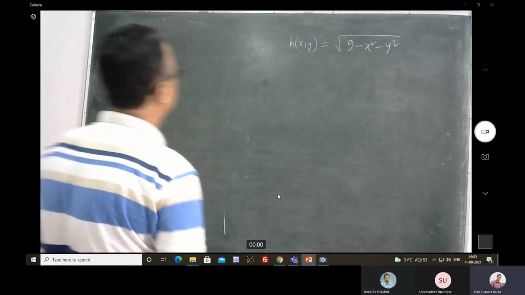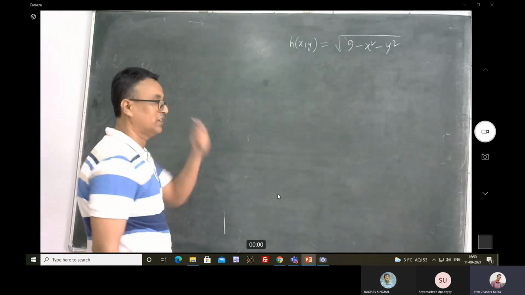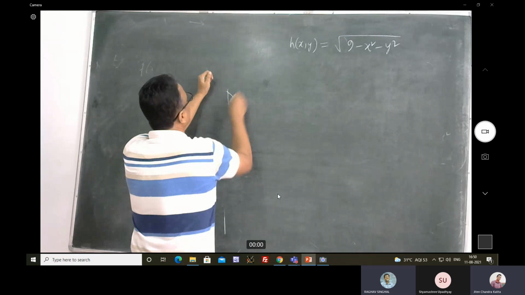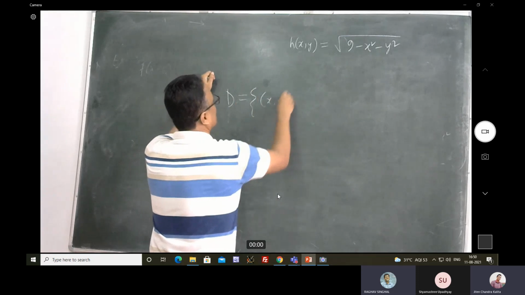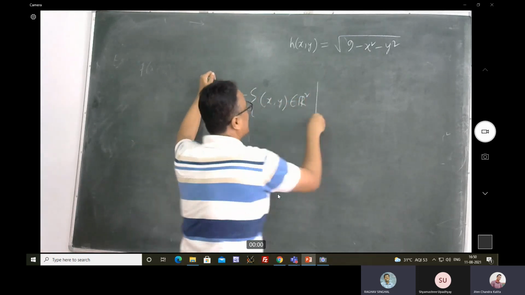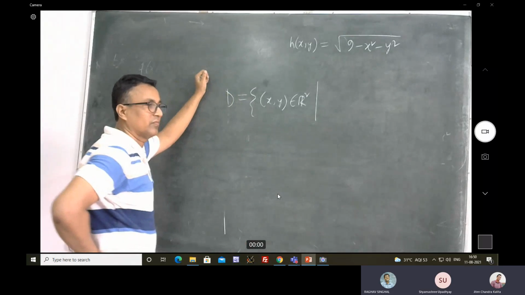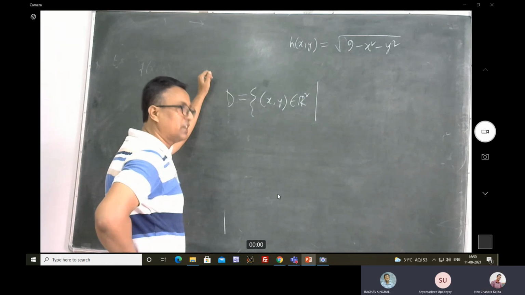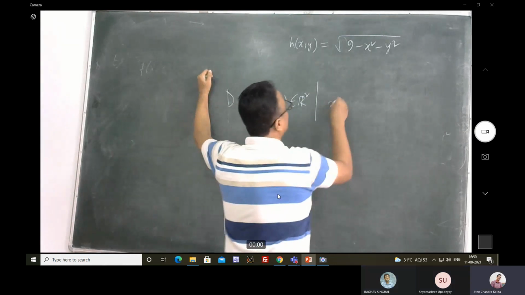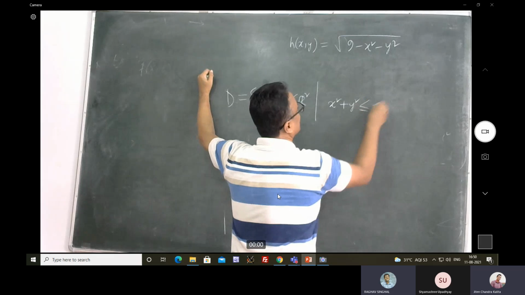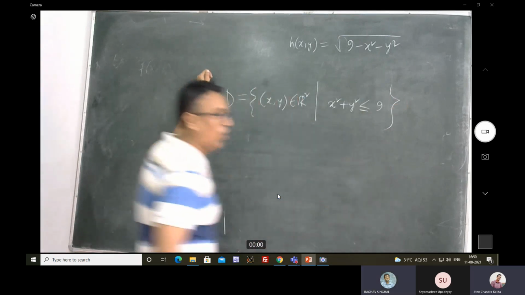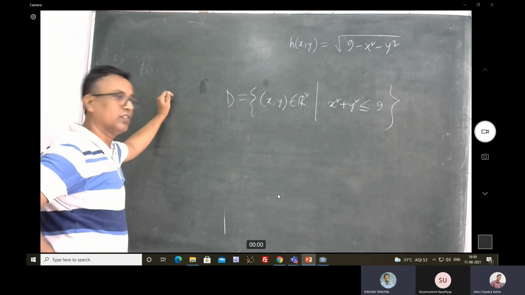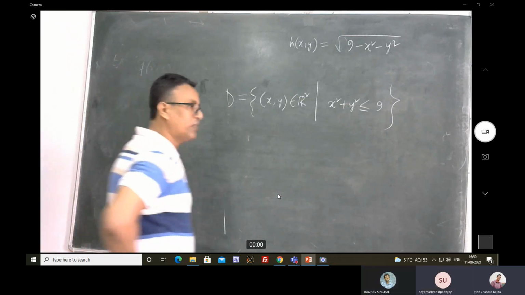Can you tell me quickly what will be the domain? The set of points x, y such that 9 minus x squared minus y squared is non-negative, that is, greater than or equal to 0, right? So I have to consider all the points lying inside or on this circle, x squared plus y squared equal to 9. Okay, so the domain is found.